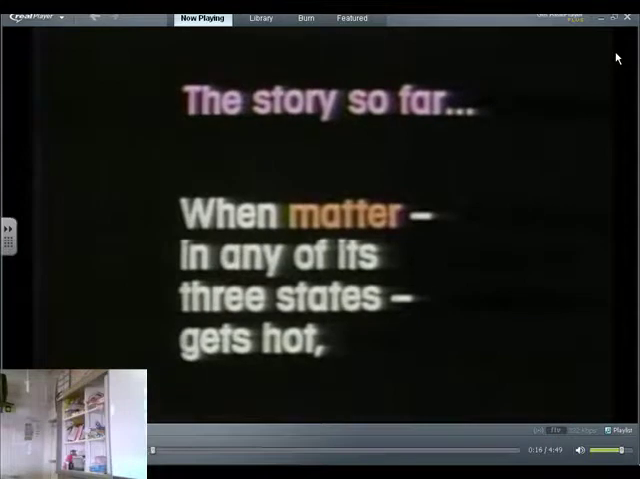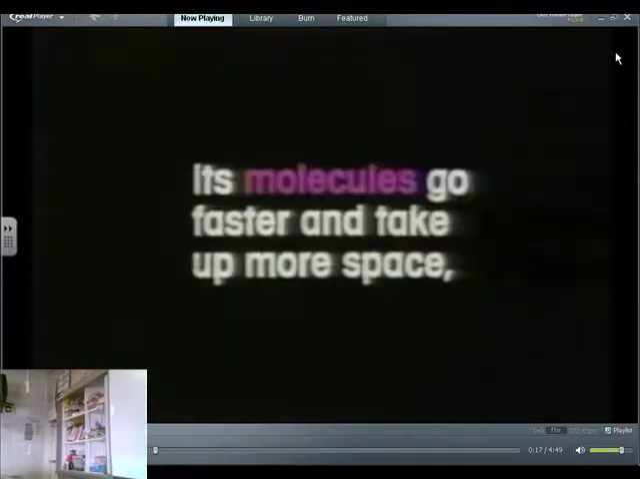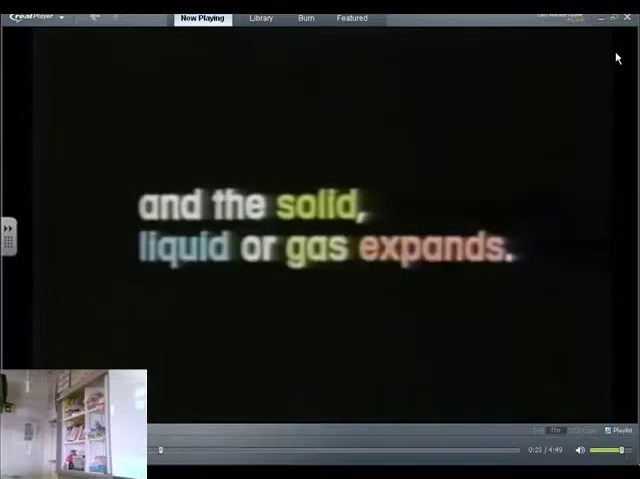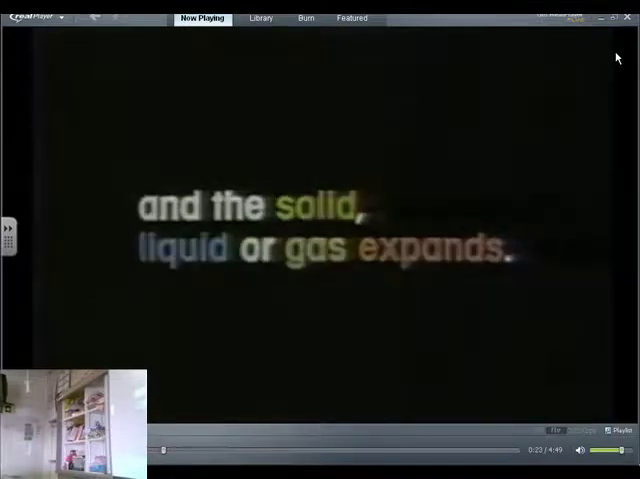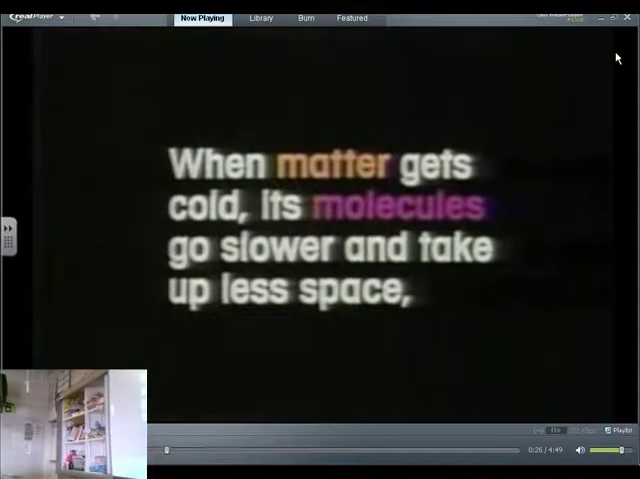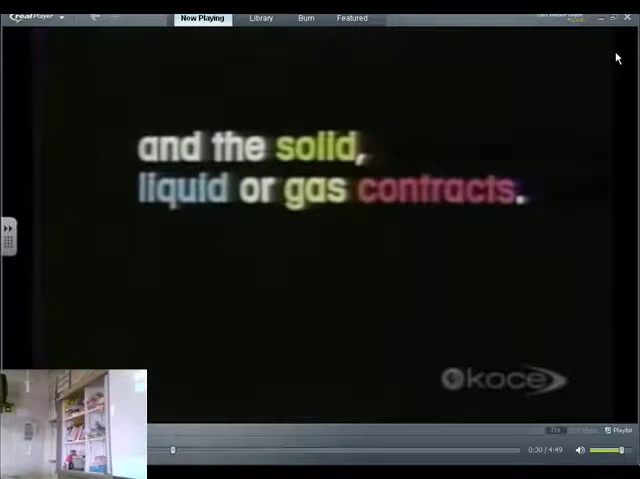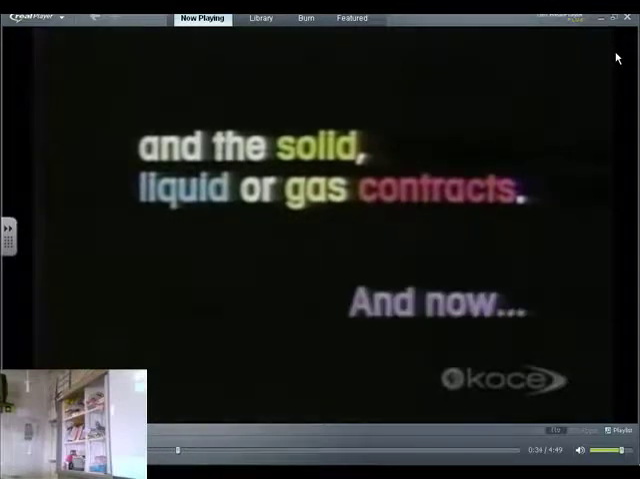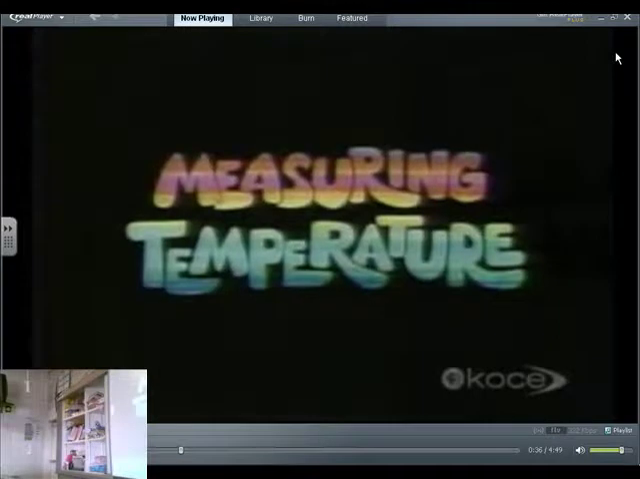The story so far. When matter, in any of its three states, gets hot, its molecules go faster and take up more space, and the solid, liquid, or gas expands. When matter gets cold, its molecules go slower and take up less space, and the solid, liquid, or gas contracts. And now, measuring temperature.